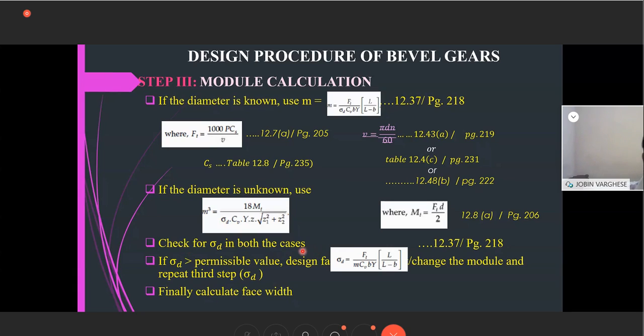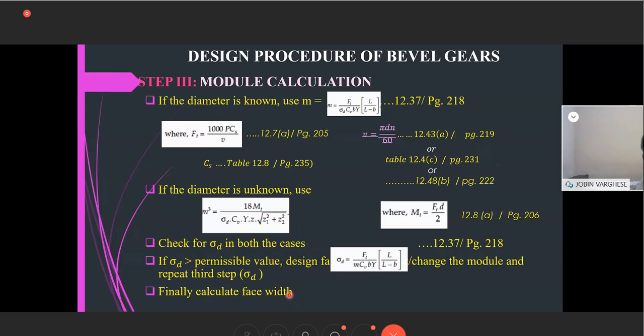Each and every time we will be using this equation, sigma d equal to ft by equation. Then we check whether sigma d is greater than the permissible value. If so, our design fails, and we have to recompute the module and restart the process. If sigma d, the calculated static stress, is less than permissible stress, then we can continue.